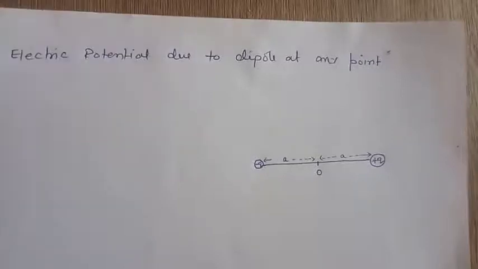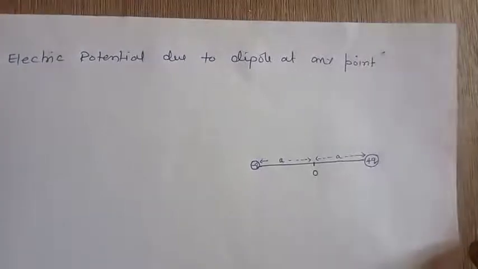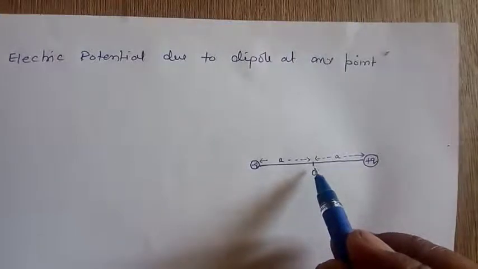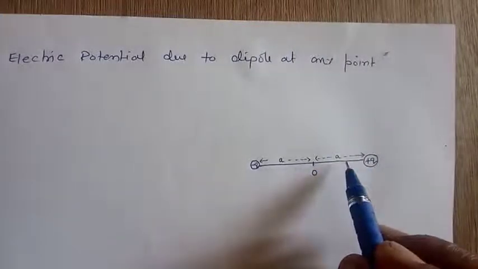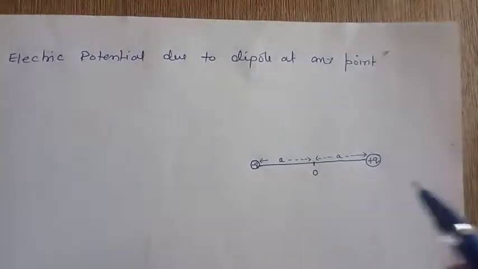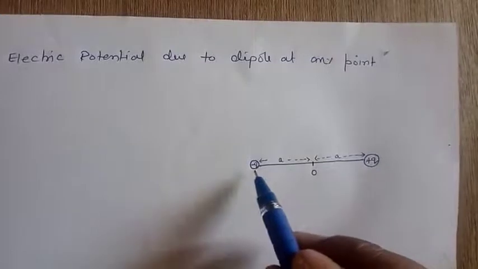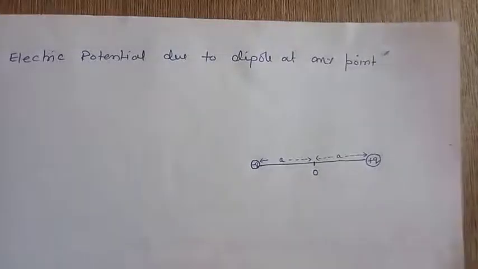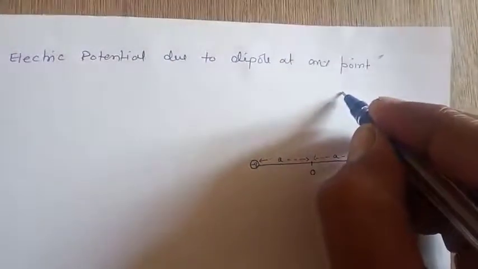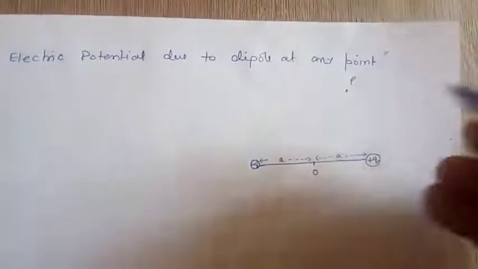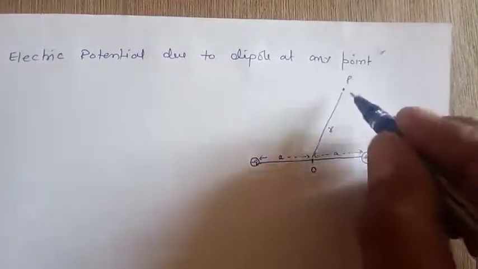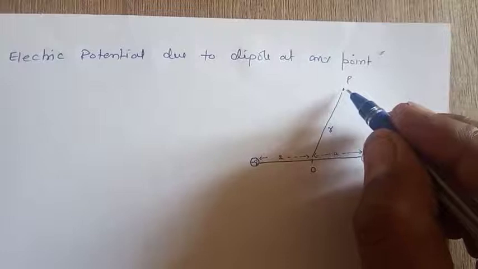Hello students, welcome. Today we will discuss electric potential due to the dipole at any point. Let we have a dipole and its center is O. We know the length of dipole is 2a, and we have also studied a dipole as an arrangement or a system of two equal and opposite charges held at a finite distance. Let there be a point P at a distance R from the center of dipole. Here we are interested to find the electric potential.